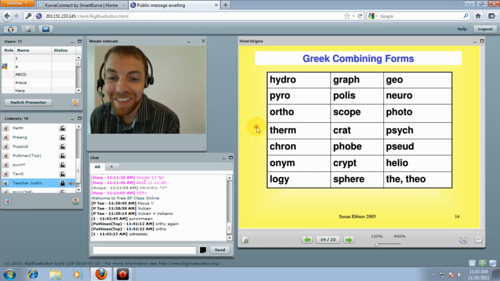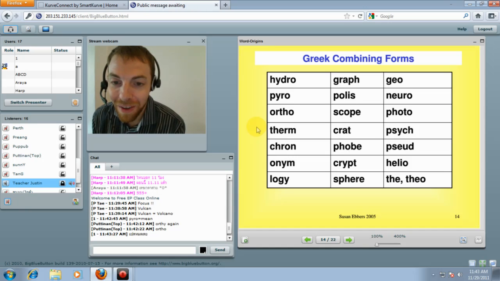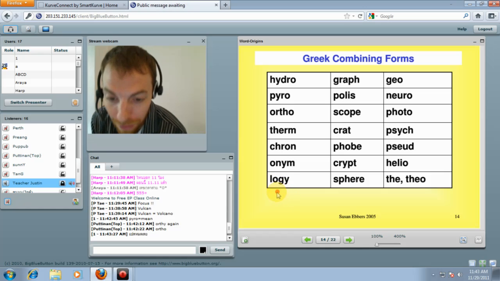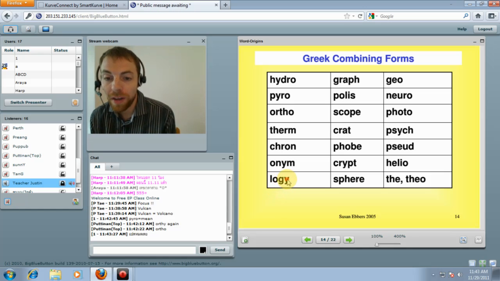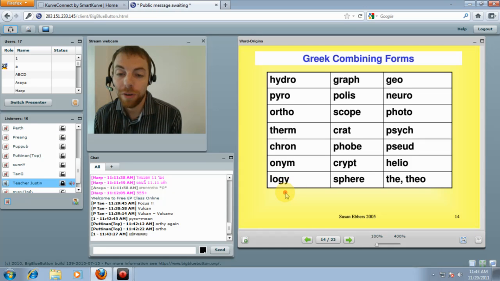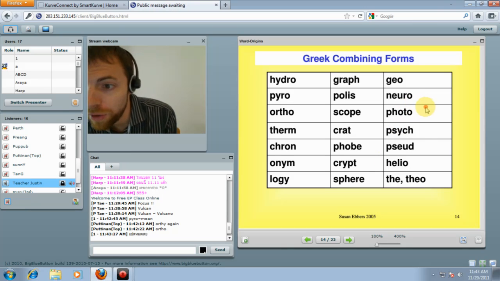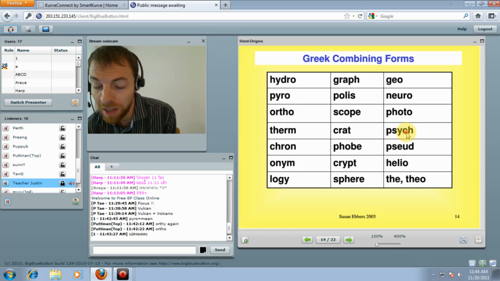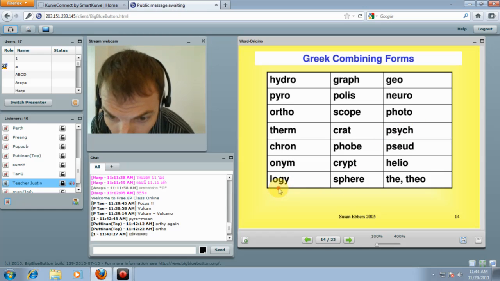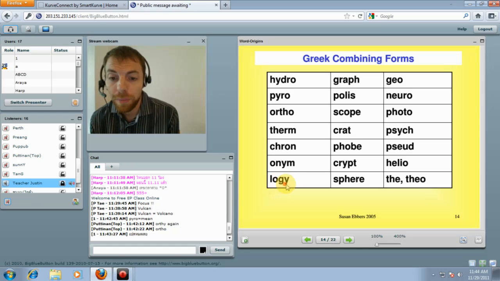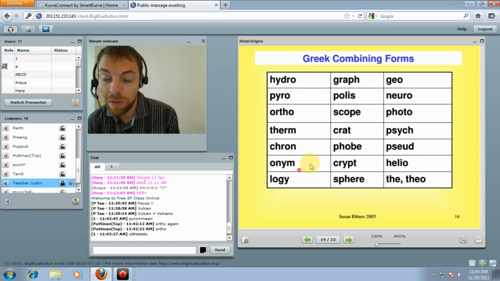Okay, go back. All right, some other parts of words. You will see L-O-G-Y sometimes at the end of a word, like psychology. Psychology is psych, which is brain, and O-L-O-G-Y means study. So psychology is the study of the brain. If you have geology, that means study of geo, which is earth.